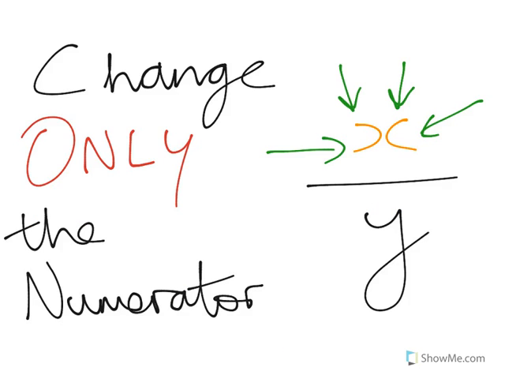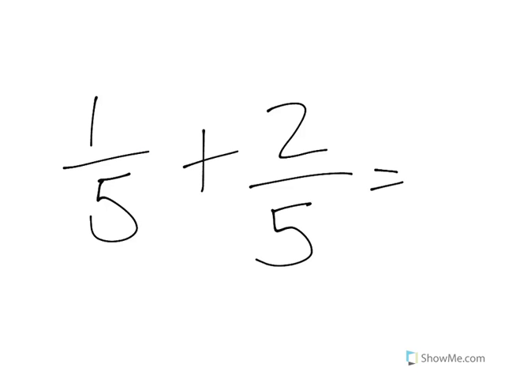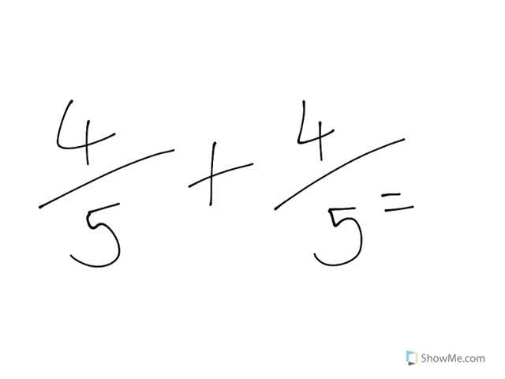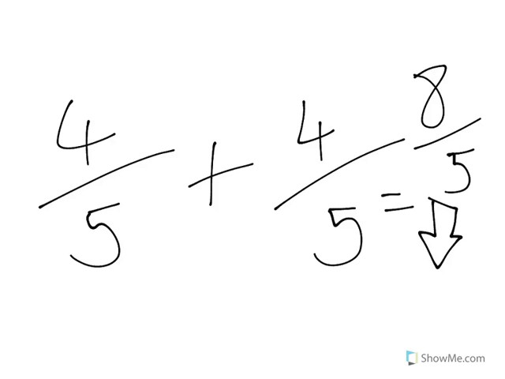Just to emphasize the point, you only change the numerator whenever you're adding, subtracting, multiplying or dividing. You just focus on the numerator to add your fractions together. So 1/5 add 2/5 is as straightforward as making 3/5. 1 add 2 is 3. And the denominator stays the same. 4/5 add 4/5 is 8/5. And if you are able to, you can convert this to a mixed number, which would be 1 and 3/5.